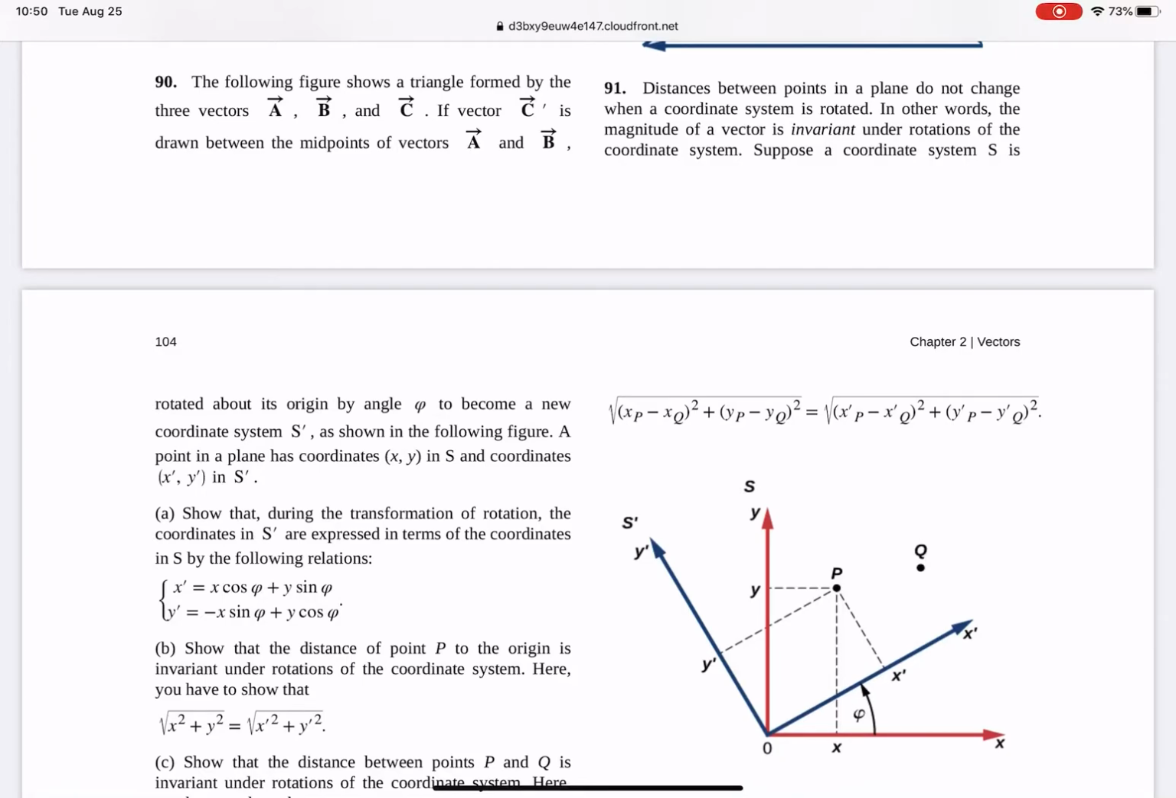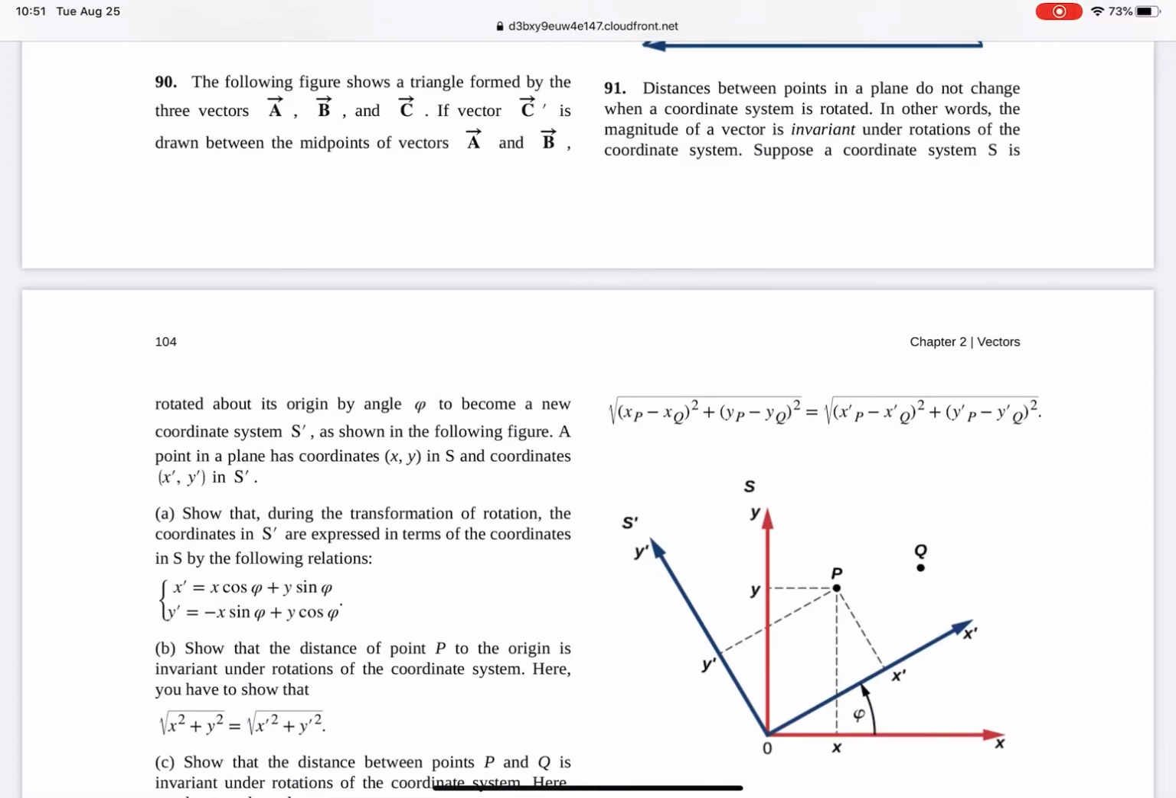Distances between points in a plane do not change when a coordinate system is rotated. So here we're talking about this coordinate system, which is the S coordinate system, and the S dash coordinate system. Basically, the magnitude of the vector is invariant under rotation of the coordinate system. Suppose the coordinate system S is rotated about its origin by angle phi to become a new coordinate system S dash, as shown in the figure below. Now a point in the plane has coordinates x and y in the S coordinate system, and we also have x dash and y dash in the S dash coordinate system.